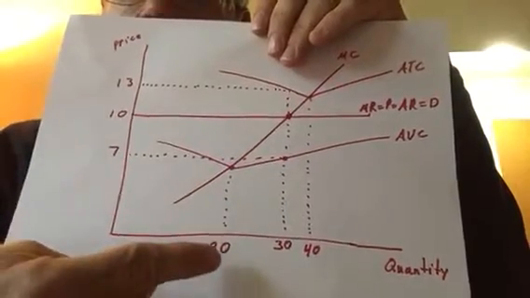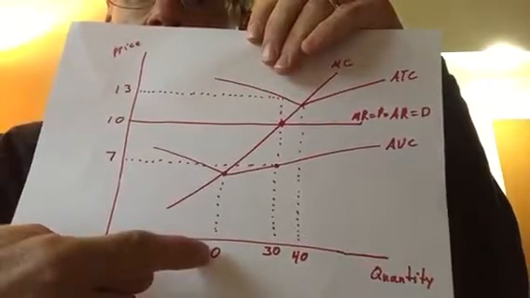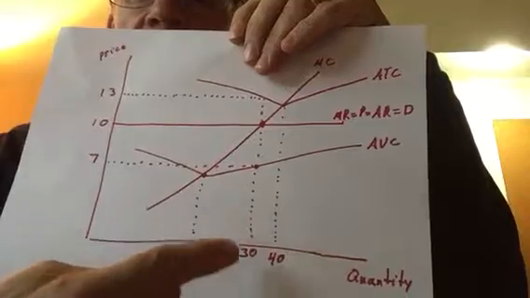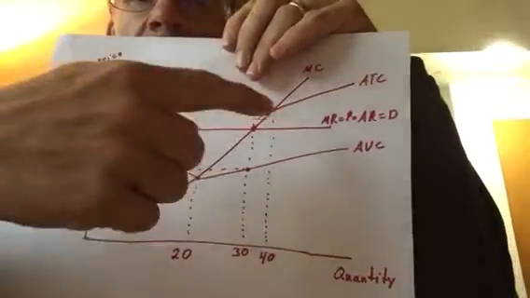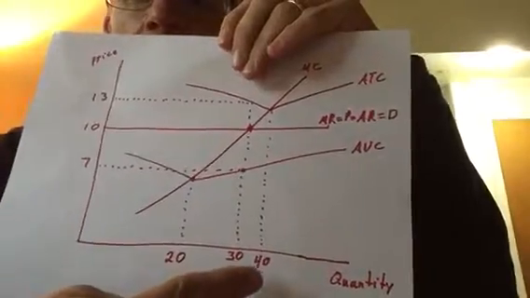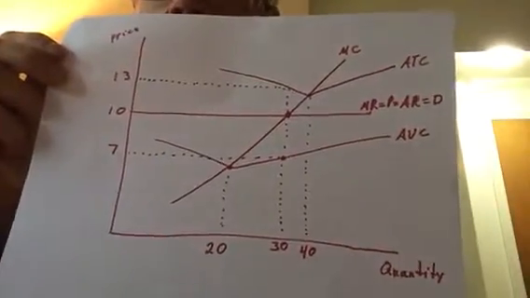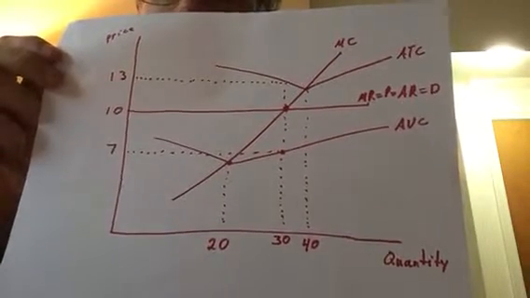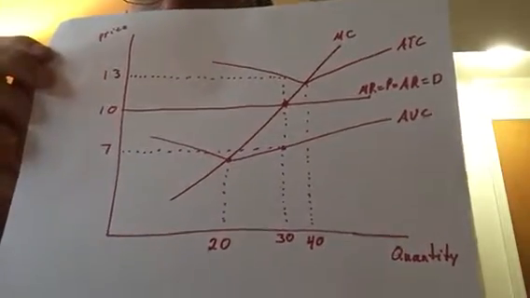And then this quantity here, which appears to be the low point of AVC, is 20. This point, which appears to be where Mr. Pard crosses MC, is 30. And then this point right here, which appears to be the low point of ATC, appears to be 40. All right, write those all down. How are we doing? Write them down. I think you've written enough of these that you should be reasonably good by now.